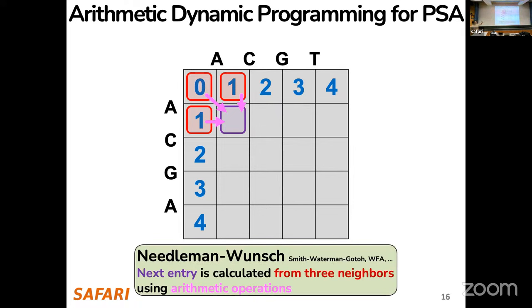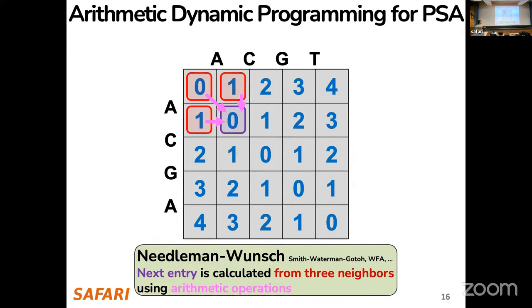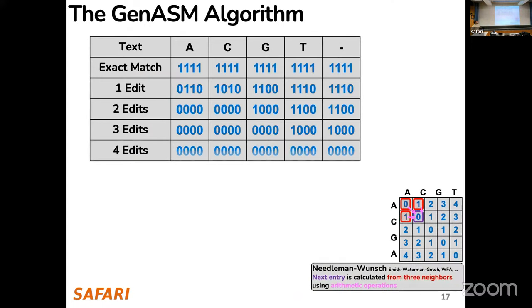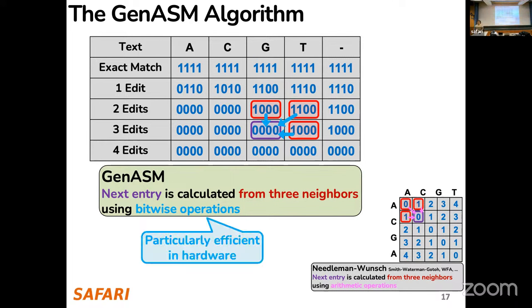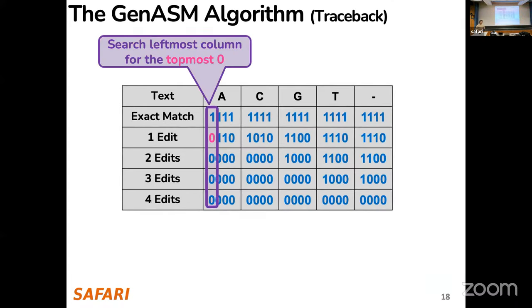So these are called Needleman-Wunsch, Smith-Waterman, Gotoh, Wavefront, WFA is a slightly different variant. There exist many of these types of algorithms, and they were invented sometime back in the 70s by multiple people at the same time, but they all at a high level look the same. They fill this table out of numbers. Now, the key difference in GenASM here is that these are all bit vectors, and it still uses three neighbor entries to compute one new entry to fill the table in the end, but it's bitwise operations, and that's particularly efficient in hardware, especially if you implement this maybe as an ASIC, because bitwise operations are just really cheap to do with transistors.